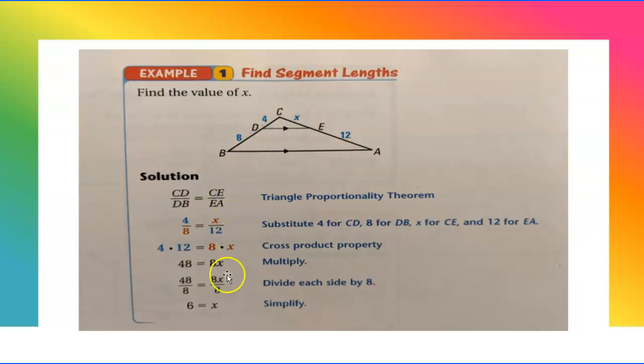And then I do my cross multiplication. So I have 4 times 12 is 48. 8 times x is 8x. And then I need to divide by the 8 so x is all by itself. Divide by the 8 here, and I can find out the value of x, or the value of this line segment. Okay, so not terribly difficult.